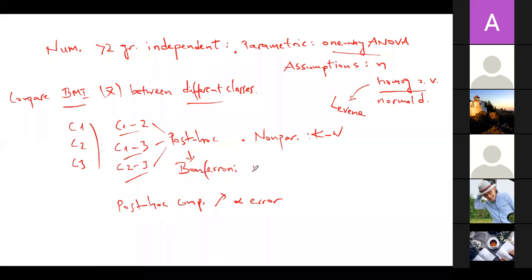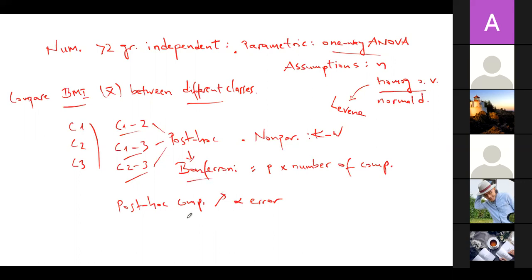How do we correct? The p-value is multiplied by the number of tests, the number of comparisons. So if you have 3 comparisons here, each p-value you multiply by 3. That was Bonferroni.